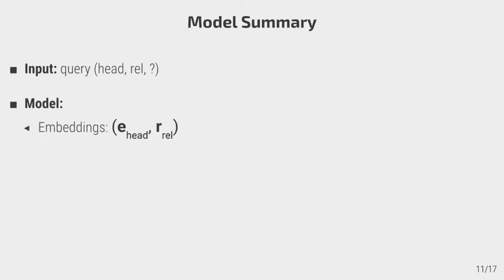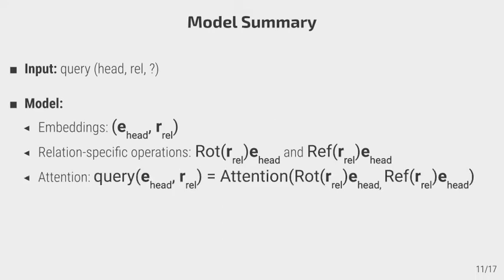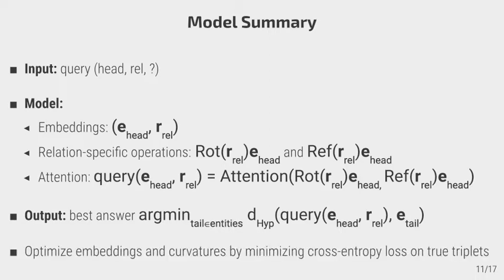Let's now recap our proposed approach for hyperbolic knowledge graph embeddings. Given an input head relation query, we first extract entity and relations embeddings. Note that entities embeddings are defined in a curved hyperbolic space where curvature is relation dependent and can be learned. We then apply relation-specific hyperbolic rotations and reflections to the head entity embedding and combine these with hyperbolic attention. Finally, we produce an answer by taking the argmin over the hyperbolic distance function. In practice, the embeddings and curvatures are learned and can be optimized by minimizing a loss function defined on true triplets.